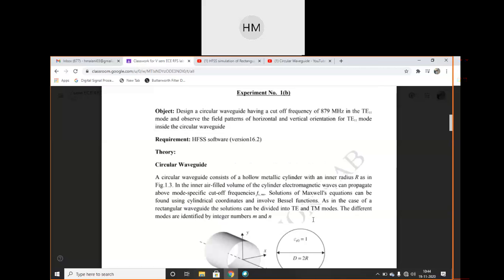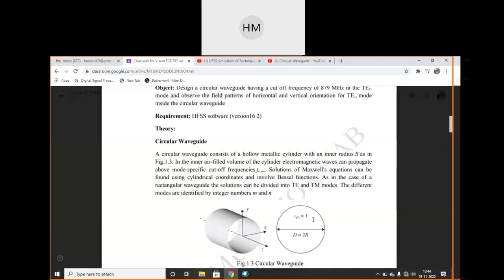Okay, so which software we are using? We are using HFSS software. So what is a circular waveguide? Circular waveguide consists of a hollow metallic cylinder. We all know what is the shape of circular waveguides. It is a hollow metallic cylinder with an inner radius capital R as shown in figure 1.3. In the inner air-filled volume of the cylinder, electromagnetic waves can propagate. Above mode-specific cutoff frequencies, the wave will propagate.